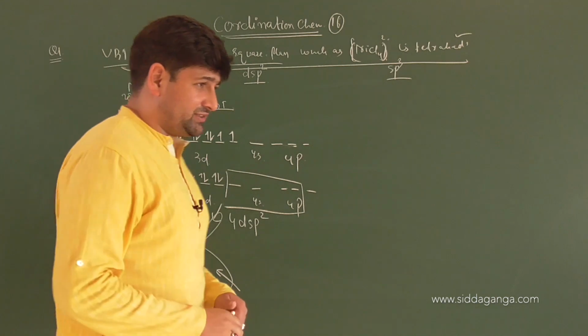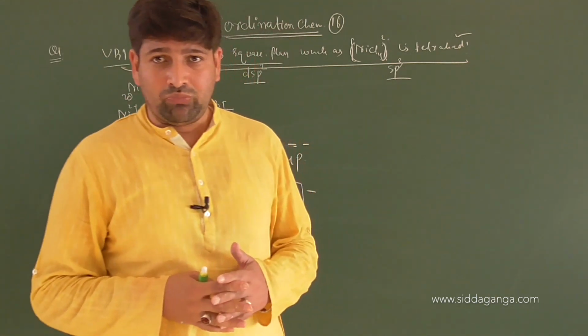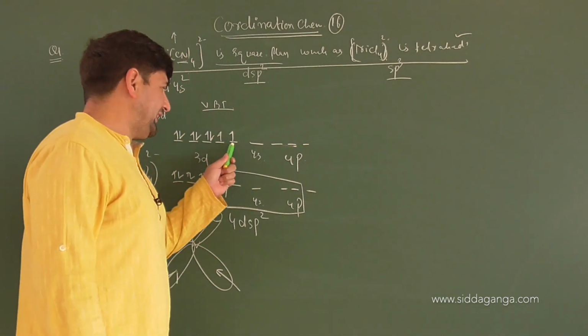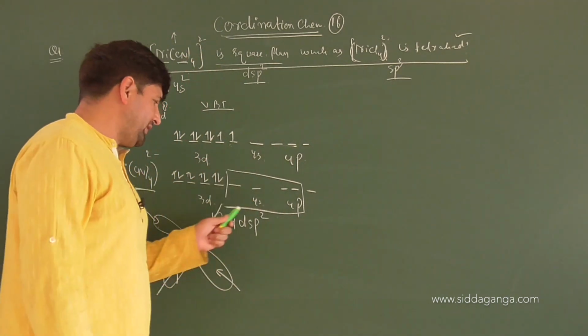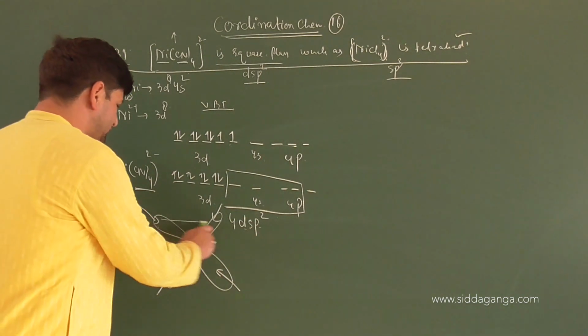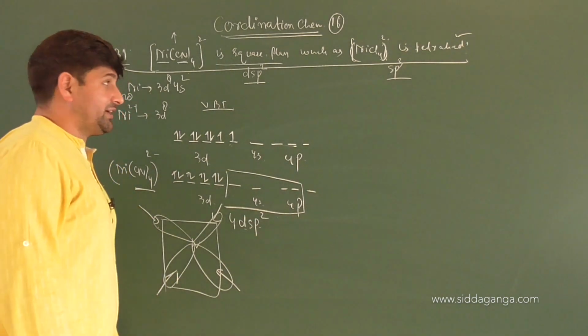So what's the reason? The reason is that in the presence of CN, there is pairing of electrons happening. So one of the d orbitals gets free and that d orbital combines with 1s and 2p, resulting in the formation of 4 dsp2 hybrid orbitals, and the shape of the molecule becomes square planar.